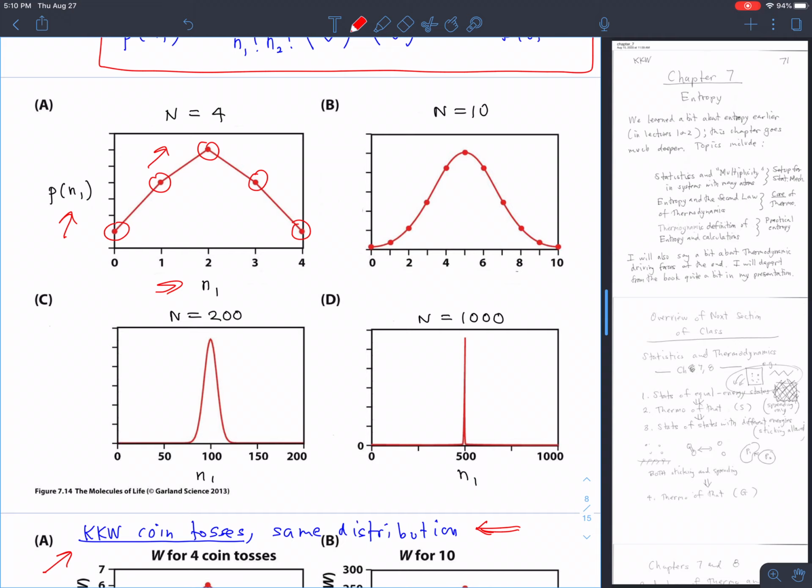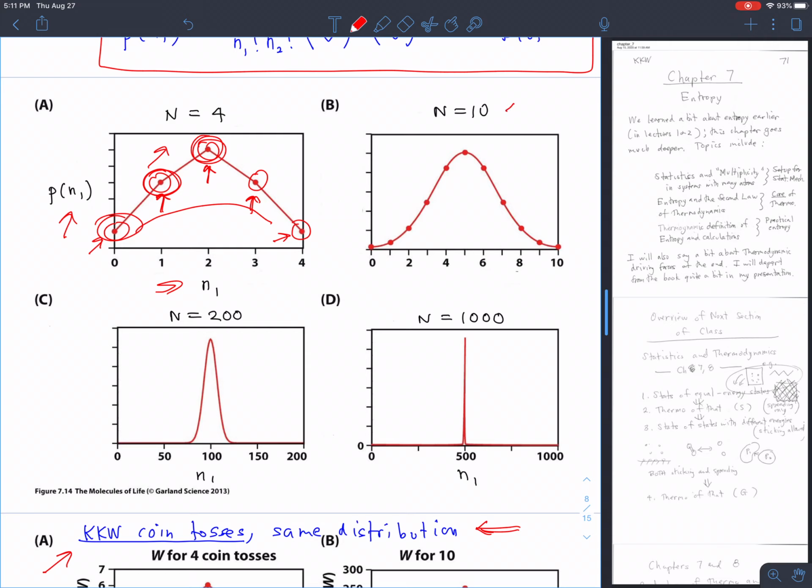If I've only got 4 molecules, then the only possibilities are 0 on side 1, 1 on side 1, 2 on side 1, 3 on side 1, or else 4 on side 1. Those are the only possibilities. And you can see, well, yes, a split of 2 and 2 is the most probable case, and a split of 1 and 3 is the next most, and a split of 0 and 4 is the least probable, but there aren't any really big differences in the probability.